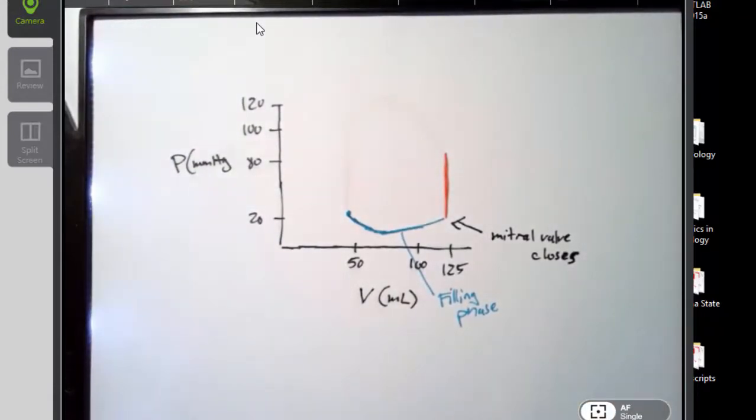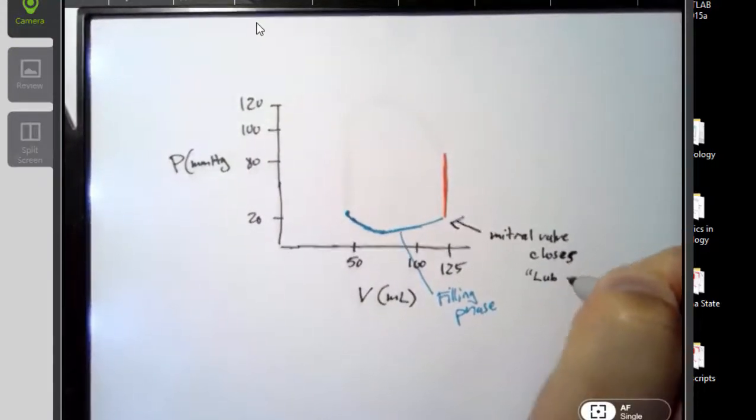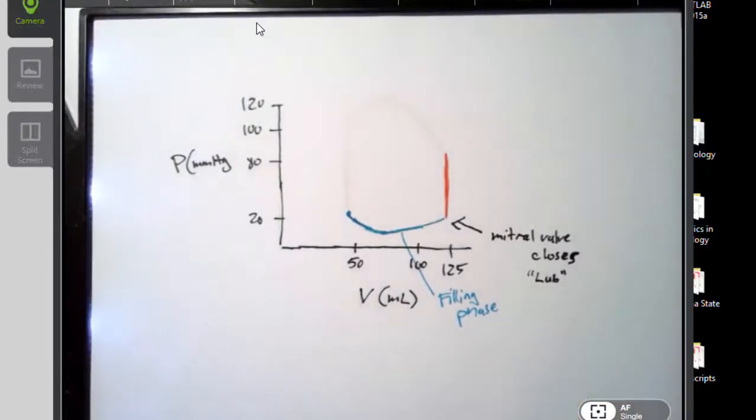And so if you think about the heart and the sounds that it makes, that's actually the very beginning of what we typically think of as a heartbeat sound, which is the lub sound. And that's due to the mitral valve closing, and also, of course, the atrioventricular valve on the right side of the heart, closing at the same time. That causes the lub sound. So that's what's going on there.